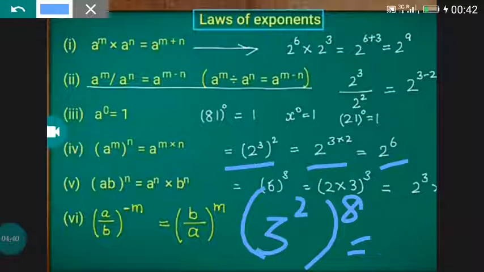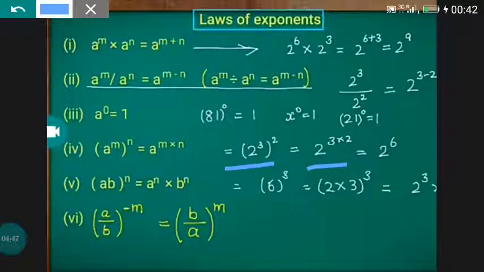Fine. Let's move further. See the next one. Now this is the sixth one. Again, it is very, very important. See what it says. The sixth one says, if there is ab raised to power n, the whole raised to power n, that means it will be the power for each of the terms inside the bracket, which means a raised to power n into b raised to power n.